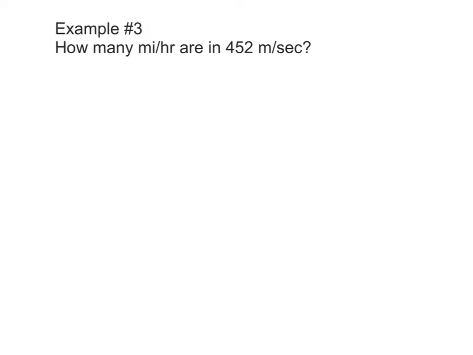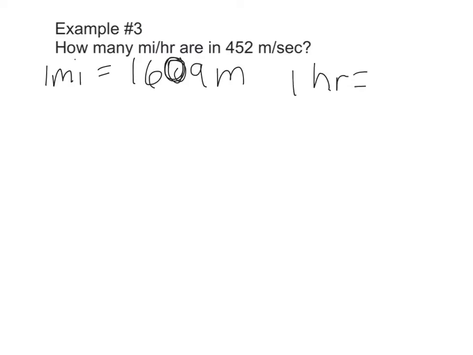Question asks how many miles per hour are in 452 meters per second. We've got 2 conversion factors here. We've got that 1 mile is equal to 1,609 meters. That's a 0 right there. And we know that 1 hour is equal to 3,600 seconds. All right, so once again, you're going to do this problem the exact same way as we've been talking about. And what you're going to do is take a look at what the problem gives you and write it down.